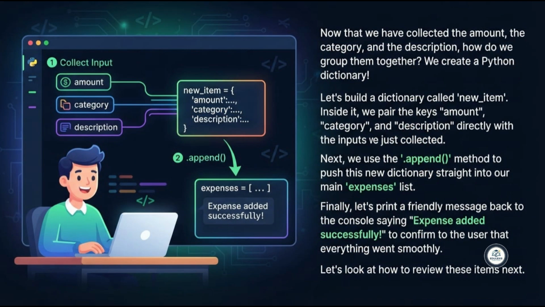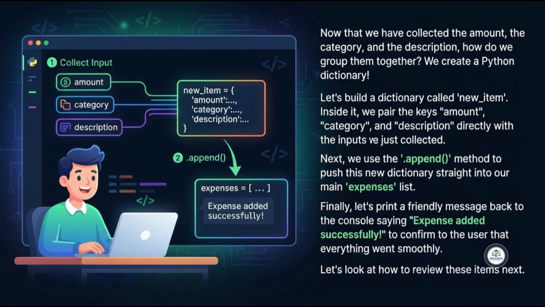Now that we have collected the amount, the category, and the description, how do we group them together? We create a Python dictionary. Let's build a dictionary called new_item. Inside it, we pair the keys amount, category, and description directly with the inputs we just collected. Next, we use the .append method to push this new dictionary straight into our main expenses list.